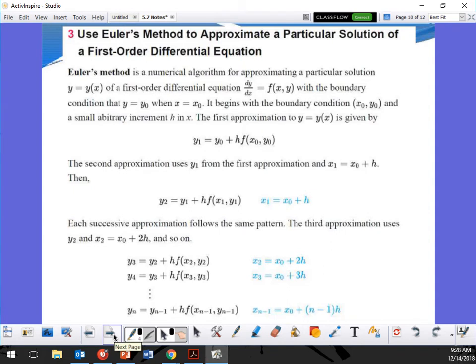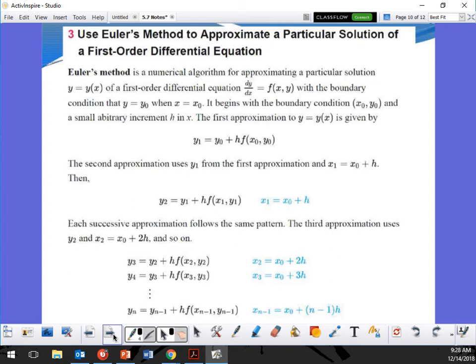Euler's method to approximate a particular solution of a first order differential equation. Euler's method is a numerical algorithm for approximating a particular solution, y equals y of x, of a first order differential equation, dy/dx equals f of x comma y, with the boundary condition that y is equal to y sub naught when x is equal to x sub naught. It begins with the boundary condition x sub naught comma y sub naught and a small arbitrary increment h in the x.